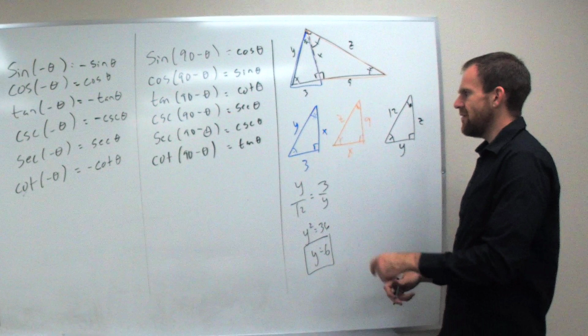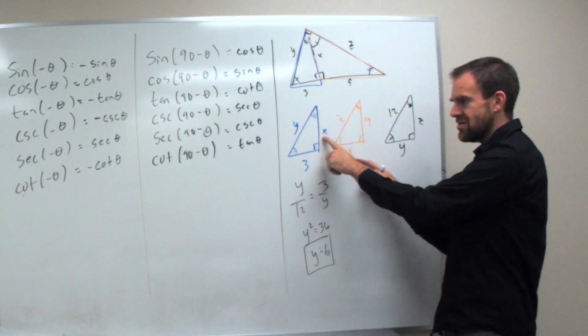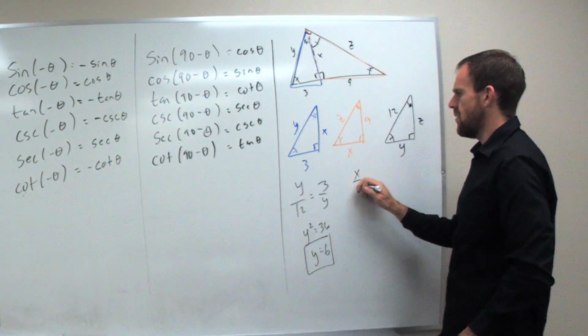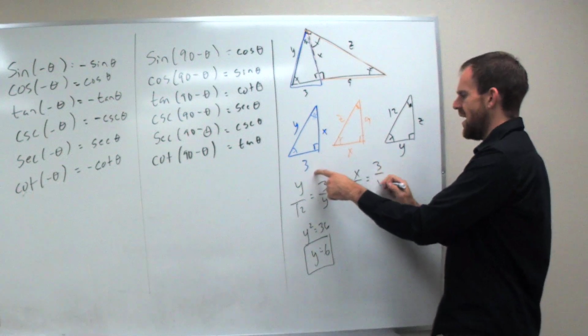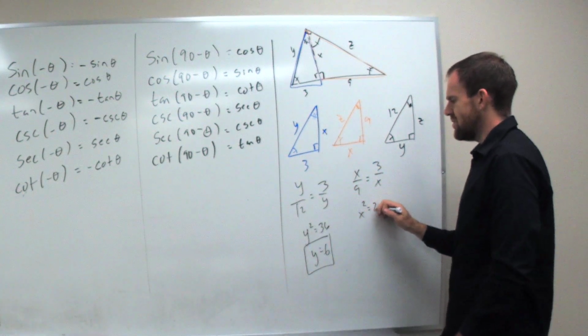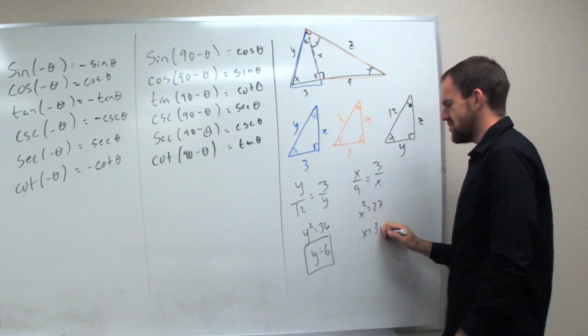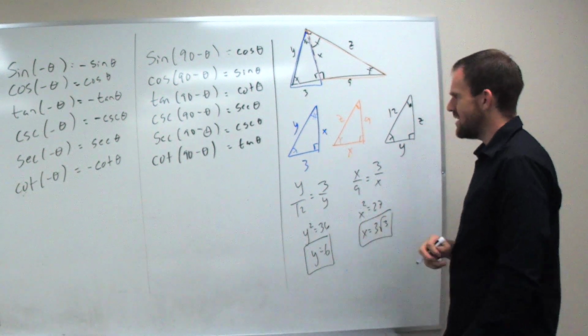That's kind. If I'm solving for x, I'm going to pick the 2 triangles with x. X over 9 equals 3 over x. X squared equals 27. X equals 3 square root of 3. That's a little uglier. That's better.